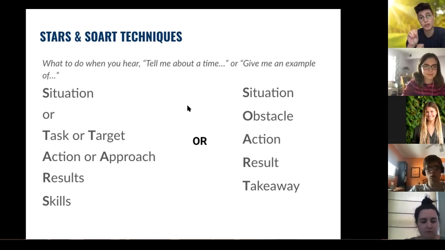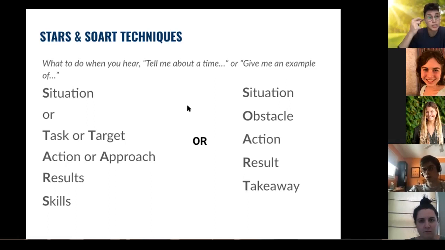So let's talk a little bit about SORT first, the one on the right. In any story you present, you want to give a little bit of context. So you want to talk a little bit about the situation. Then you might want to talk about the obstacle that you had to overcome in that story, right? What was in your way? What was causing the miscommunication between you and your coworker?